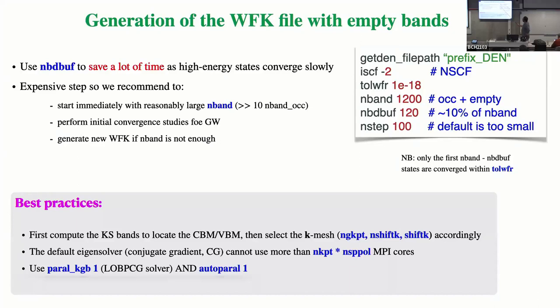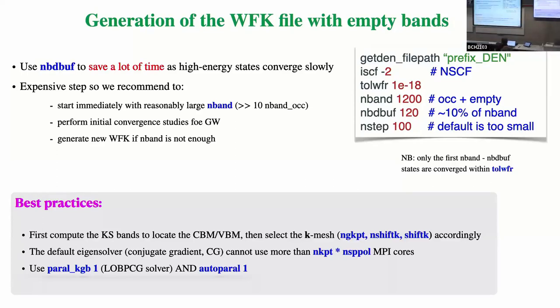This is a very important point, this parameter and the mdbuff, because the NSCF cycle will stop when all the states are converged within this stopping criterion. The problem is that high energy states require a lot of iterations to converge within a stopping criterion. So with mdbuff, essentially what we are saying is that we don't want to check the stopping criterion for the last 120 bands. This corresponds to 10% of the initial number of states. So we are excluding the last states when we check for the stopping criterion, and we can save a lot of CPU time, because many applications of the Hamiltonian in the NSCF iteration are just needed to converge the high energy states that are unstable.